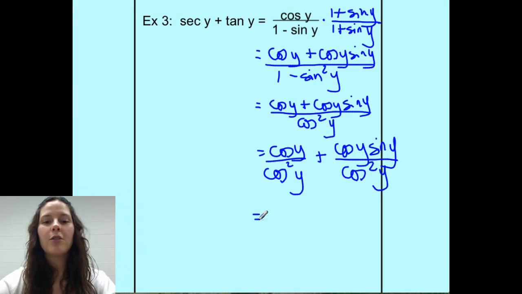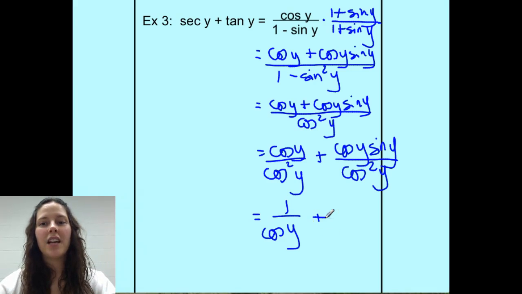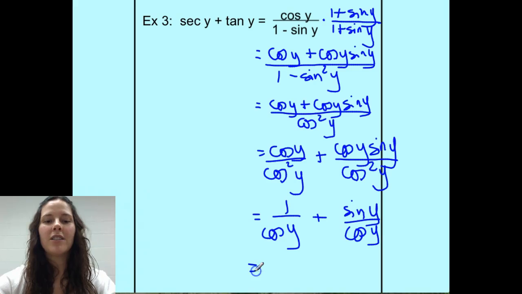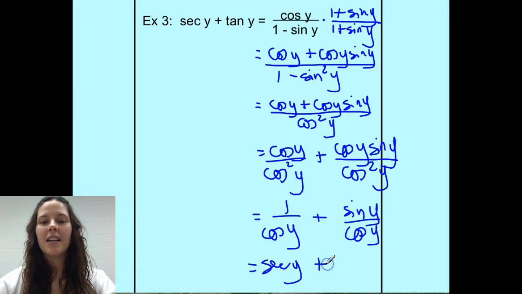So our first fraction, we have 1 over cosine. In our second fraction, we again have a cosine that cancels. So we have sine over cosine. The reciprocal of cosine is secant, and sine over cosine is tangent. So now we have the left-hand side of the expression matching the right-hand side.